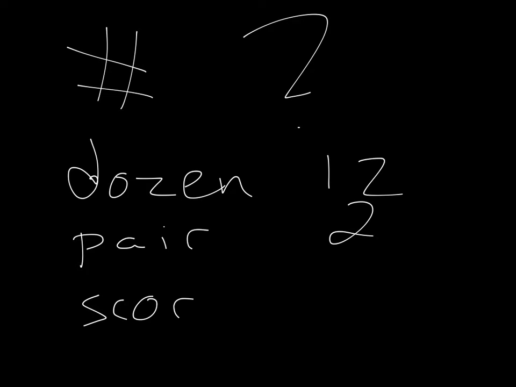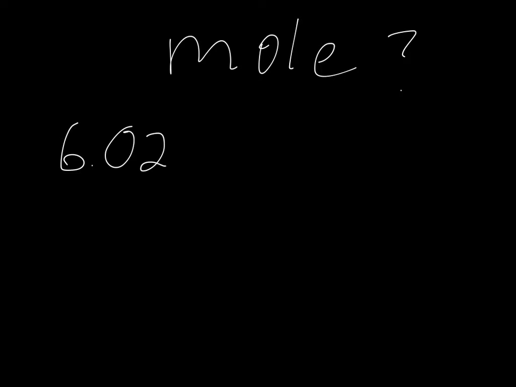And if you lived a long time ago, you might even know that a score represents 20. So four score and seven years ago was 87 years ago for the Gettysburg Address. So numbers can be represented by words. Okay, great. So the mole is a number. What number is it? Well, the mole number is 6.02 times 10 raised to the 23rd.